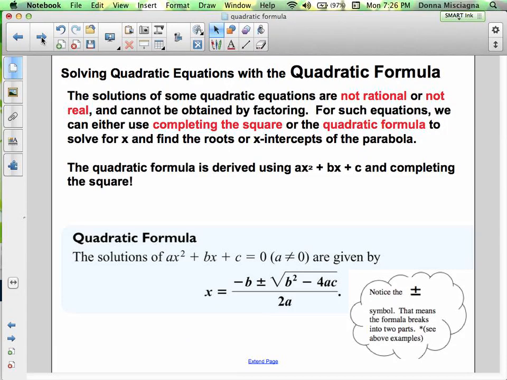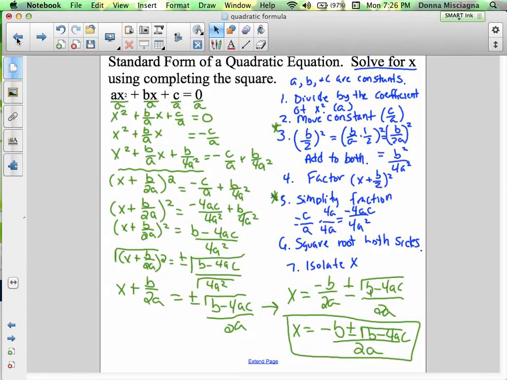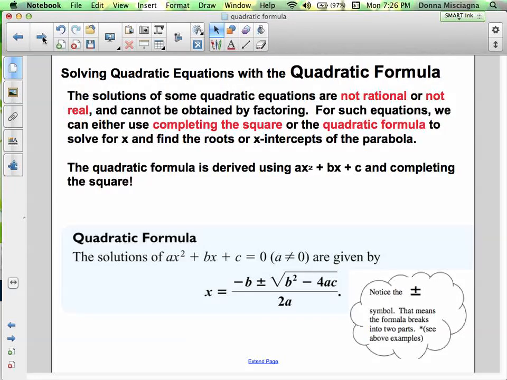divided by 2a. Right? And if you have trouble remembering it, think back to the steps that we did, and you'll see why the whole numerator is divided by 2a. Remember, we combined those like terms because we had used completing the square. Notice the plus or minus symbol. That means the formula breaks into two parts, so you have to show there are two solutions. That's why there's a plus or minus. And we're going to simplify as much as possible.